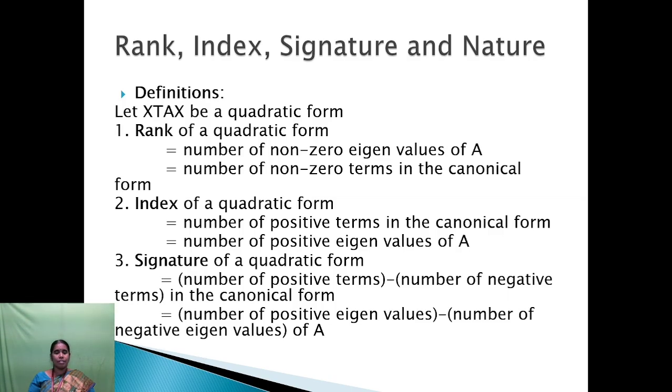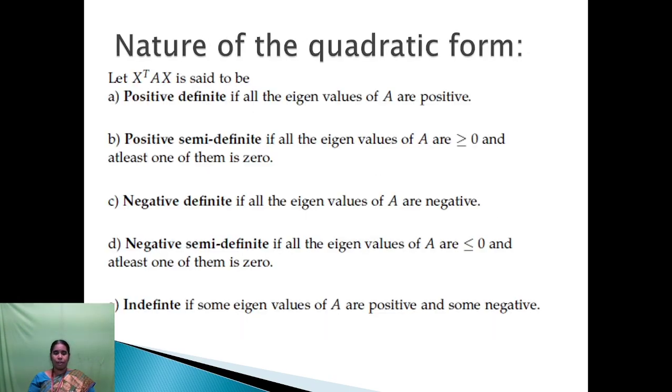Next definition, signature. How do we calculate the signature of the quadratic form? The signature is nothing but the difference between the positive terms and the negative terms in the canonical form. It means the number of positive terms minus the number of negative terms in the canonical form, or it can be calculated as the number of positive eigenvalues minus the number of negative eigenvalues of A. The difference between the number of positive terms and the number of negative terms gives the signature of the quadratic form.